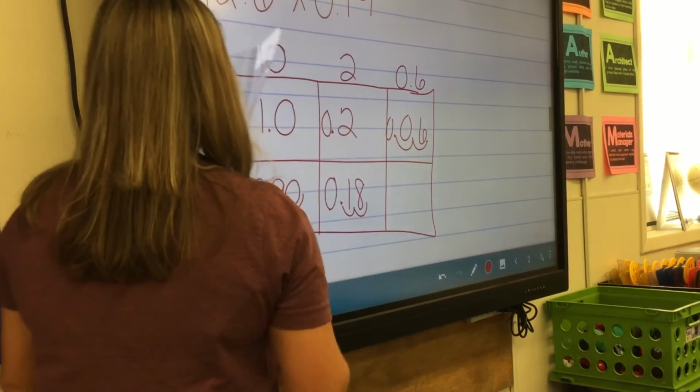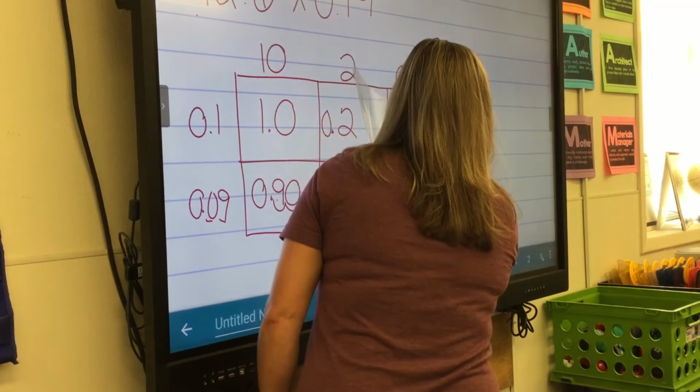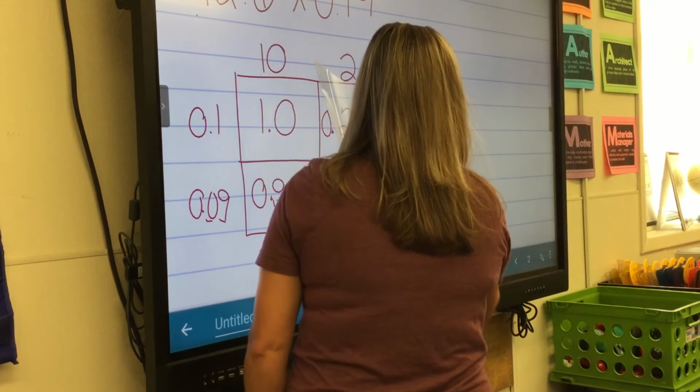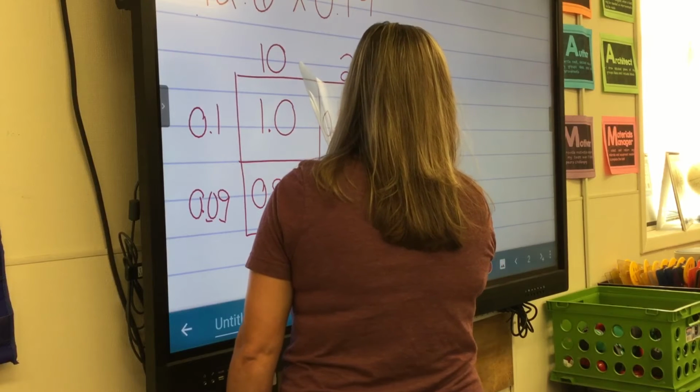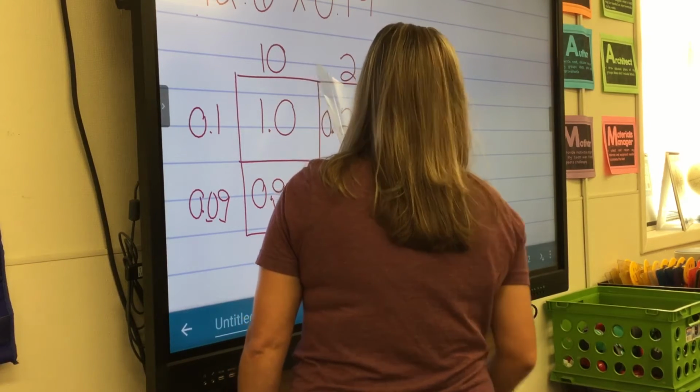Trying to make those decimals big. So now I have 9 times 6. 54. How many places behind my decimal? 3. 1, 2, 3. Put my zeros to hold my places.